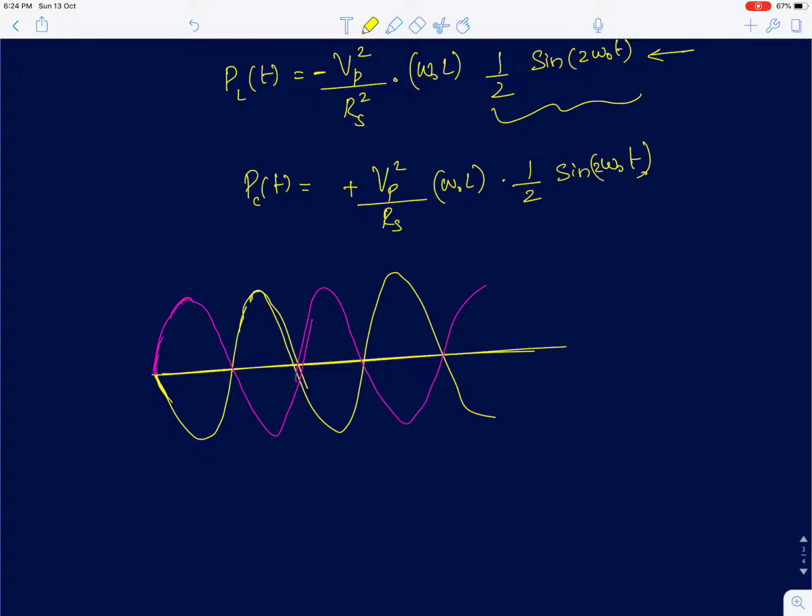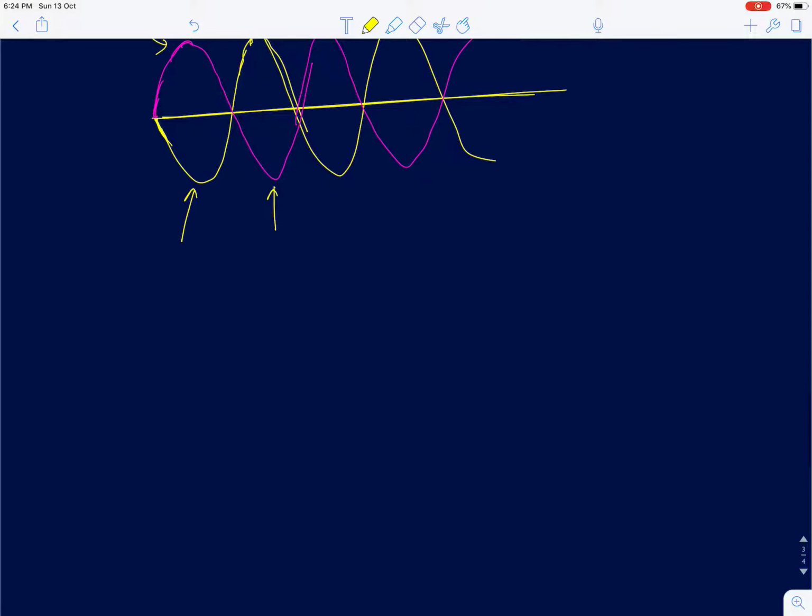So here we can see that in this cycle, in the positive cycle, if the capacitor is absorbing power, the inductor is delivering power. And when the inductor is absorbing power, the capacitor is delivering power. Whenever power is negative, it's delivering. So the power is going back and forth between the inductor and capacitor, L and C.